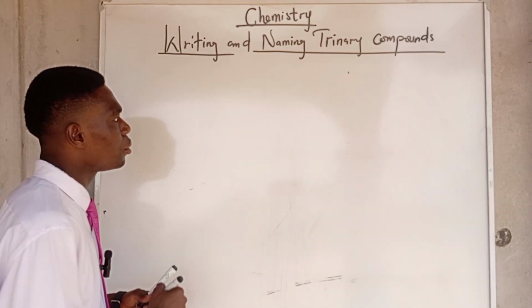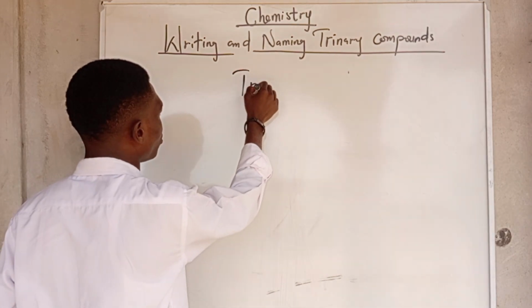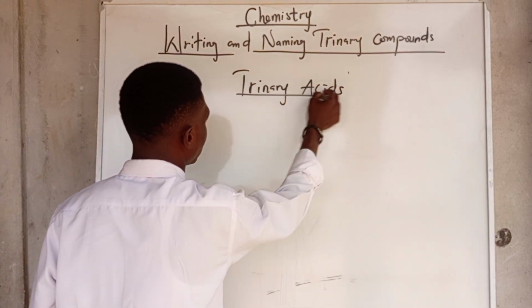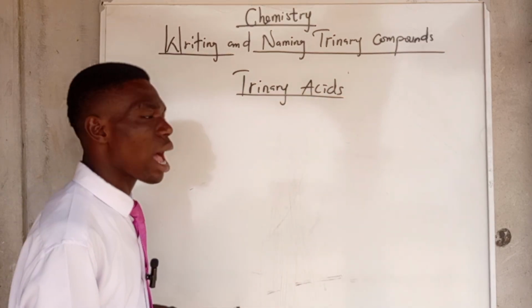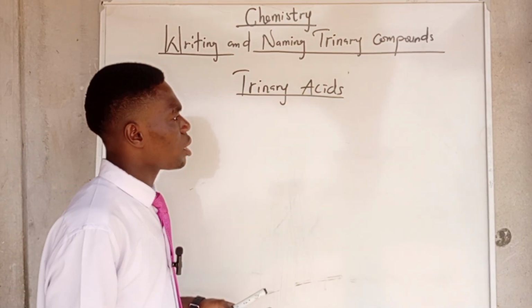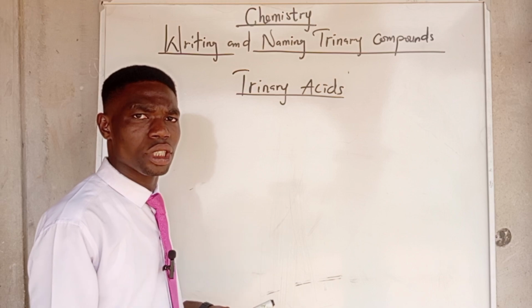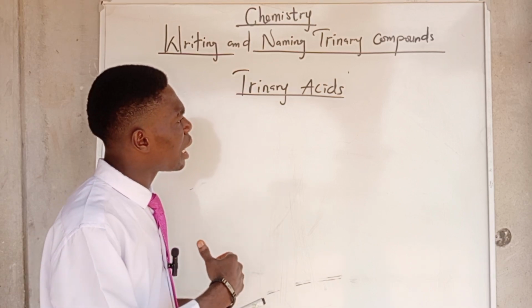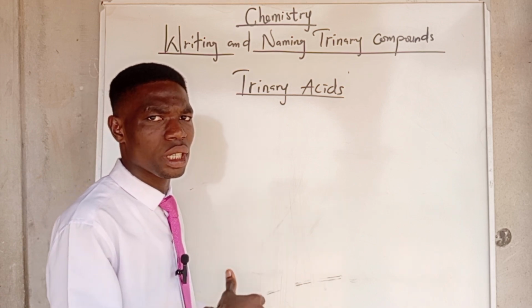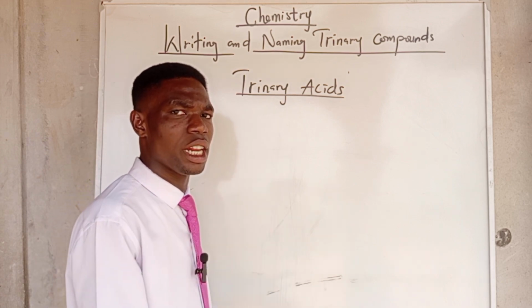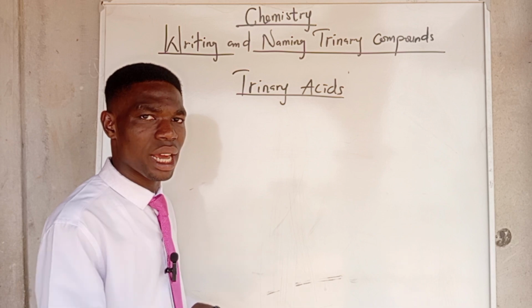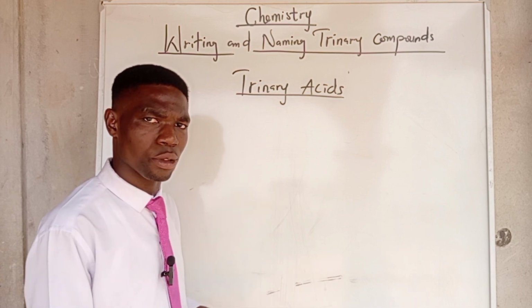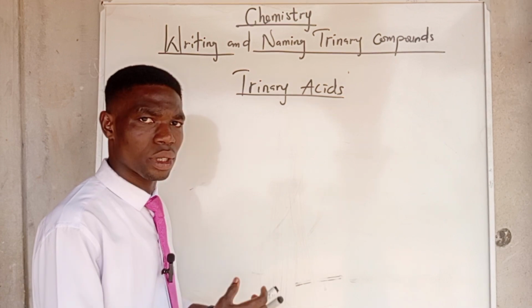Like I've said before, ternary compounds are derived from what? From ternary acids. Are we together now? All right, now ternary acids are compounds that contain hydrogen, oxygen, and any other element in the middle, and they are in such a way that hydrogen is always the first element, followed by any other element, either a metal or a non-metal, and then oxygen must be the last. Are we together now? So I'll just give us some examples of ternary acids.